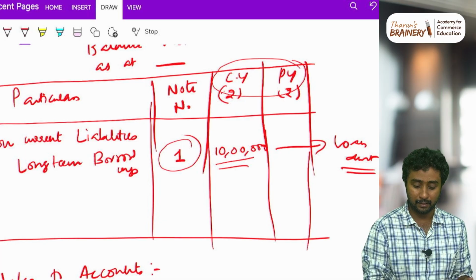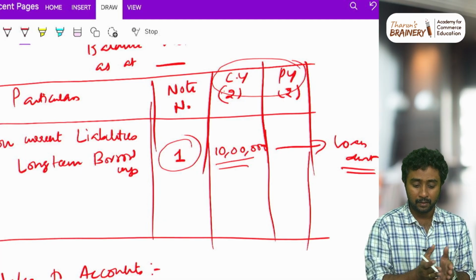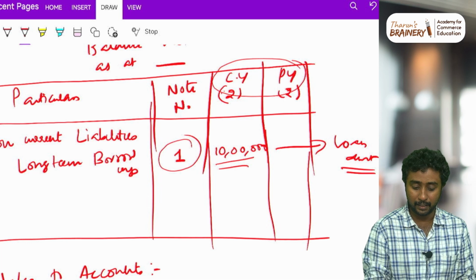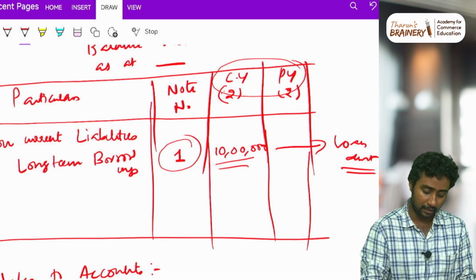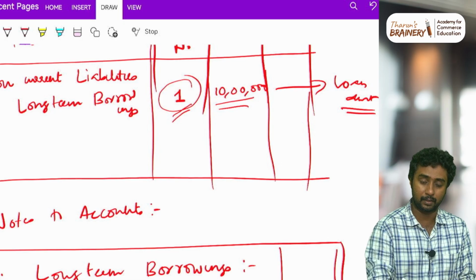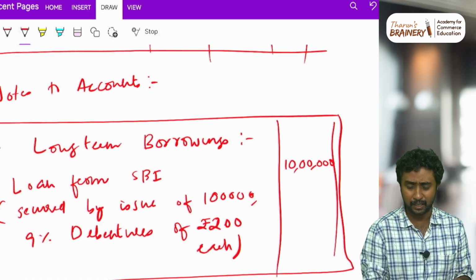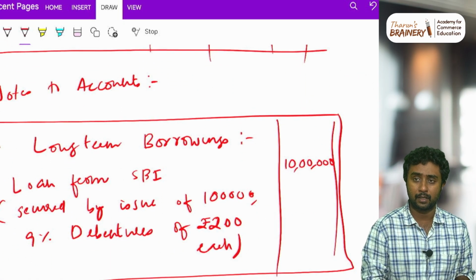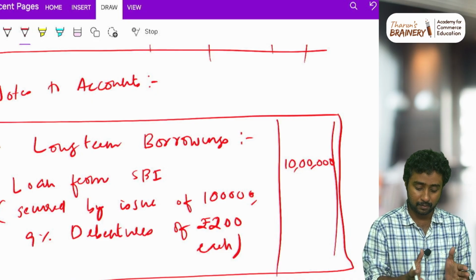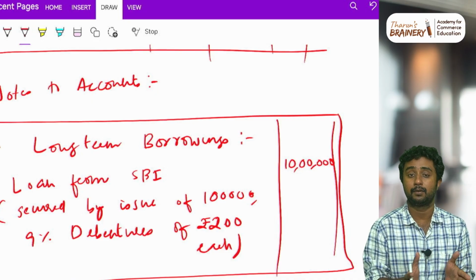I wrote it like this as the date is not given. So current year and previous year will be written, and in the current year column you have to mention this 10 lakhs. The previous year column you can leave blank. Again, notes to accounts we will be preparing, because we have mentioned a note number here. I don't have to explain what a note number is. Basically, note number means it is just an extra working note. You can just take it like that, but actually it is not a working note.